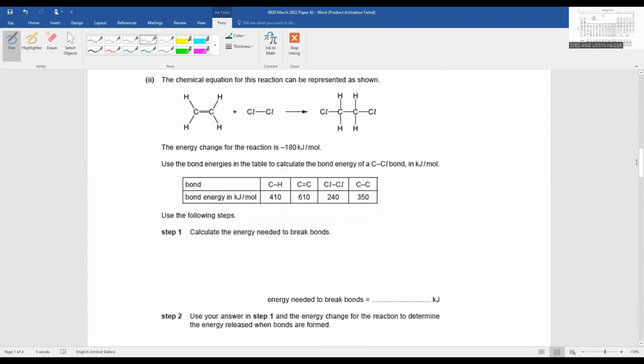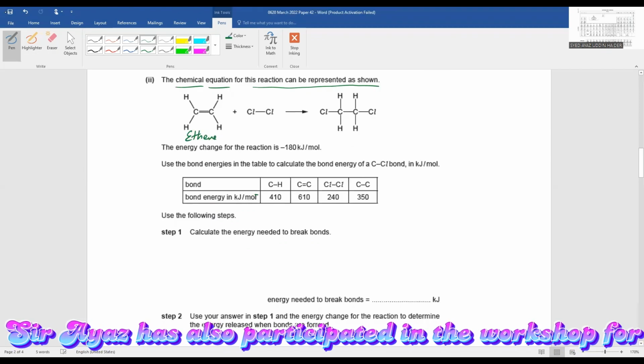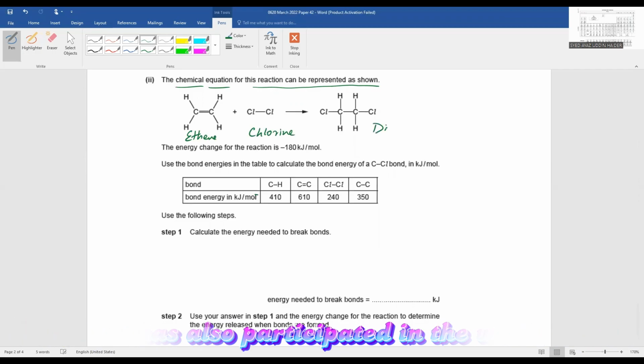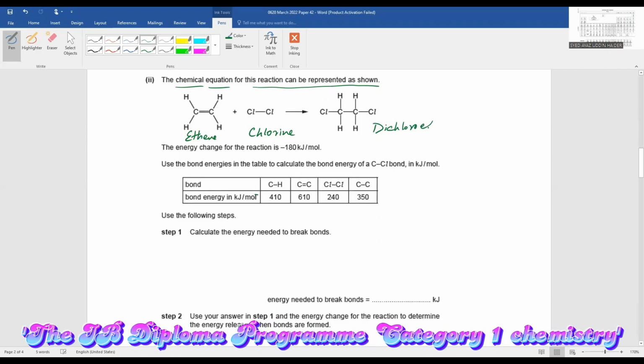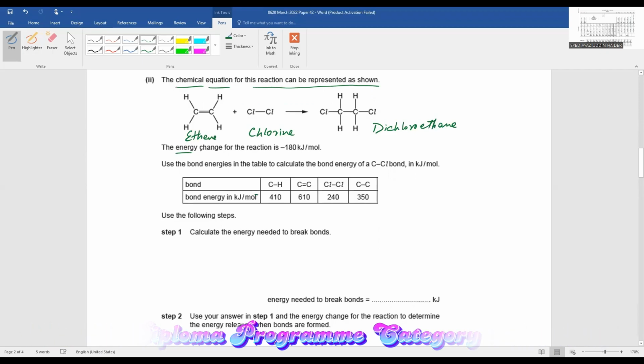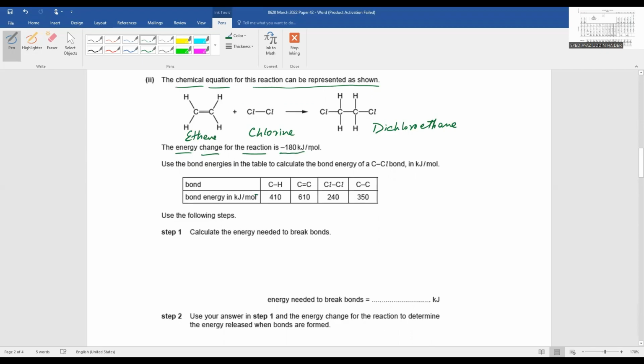Next part, this is a reaction. The chemical equation for this reaction can be represented as shown. This is the displayed formula of ethene. This is chlorine, and the product is dichloroethane. The energy change for the reaction is given as minus 180 kilojoule per mole. Use the bond energies in the table to calculate the bond energy of a C-Cl bond in kilojoule per mole.